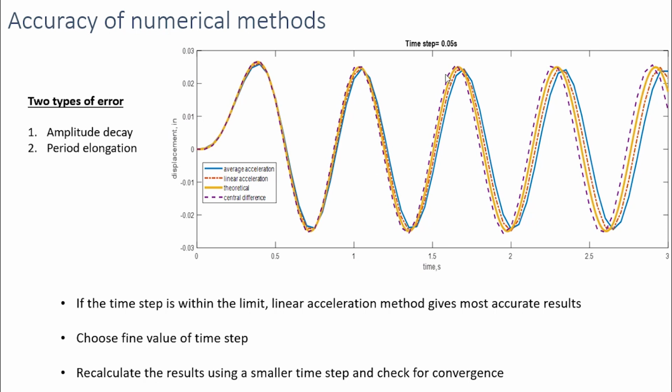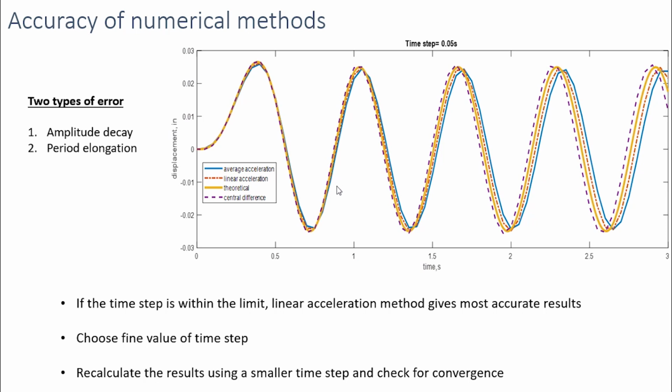And as you can see from these curves, the red curve is the closest to the theoretical response. That corresponds to the linear acceleration method. So the linear acceleration method gives the most accurate results if the time step is within the limit. We have already seen that if the time step is higher than some value, then the linear acceleration method can get unbounded. It can become unstable. But if the time step is within the limit, then this method is the most accurate among the three methods.